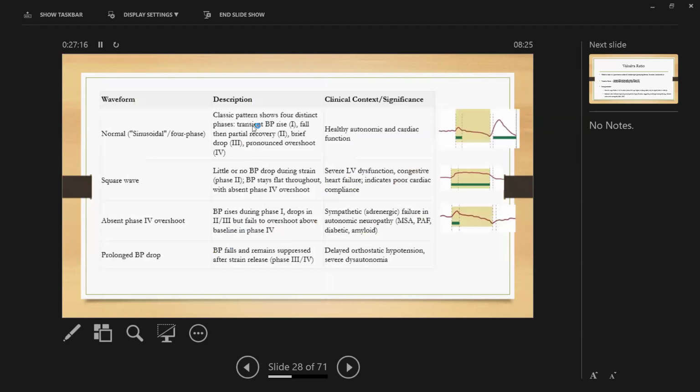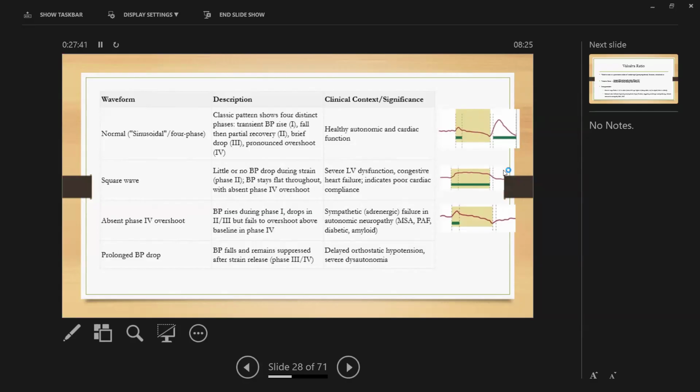Why does it occur? In a healthy patient with a healthy autonomic system and cardiac function, all four phases are there, and there will be a proper sinusoidal response in the Valsalva maneuver. If the patient has cardiac issues like constrictive pericarditis, the response will be very flat. There will be no up and down. So like a square wave, it will remain more or less the same in all phases.